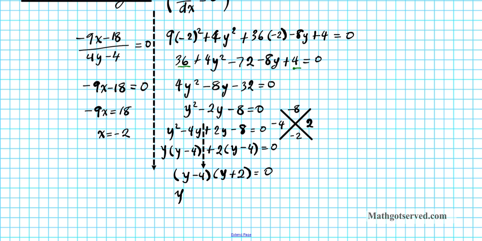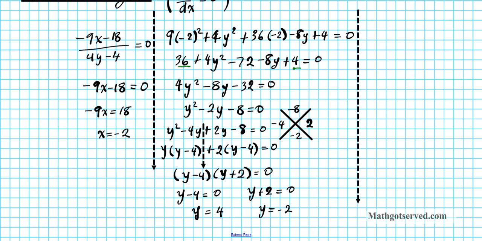Okay, if we solve this, let me show you the intermediate steps. Use the zero product property. You set both factors to 0. y minus 4 equals 0, y plus 2 equals 0. And then you see that y is equal to 4, or y is equal to negative 2. Okay? So let's write down what this means.